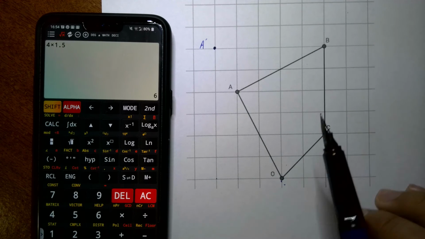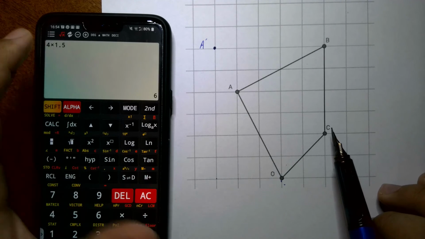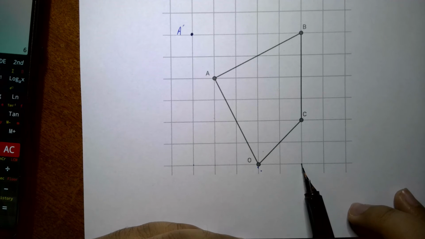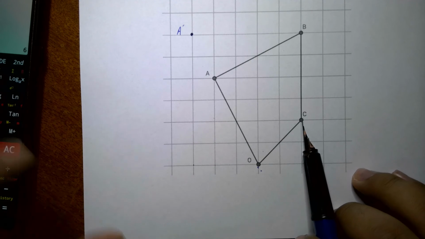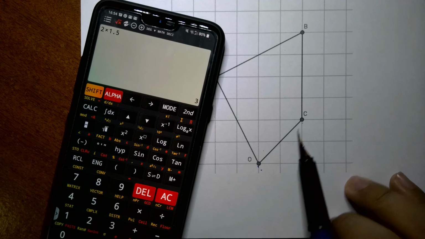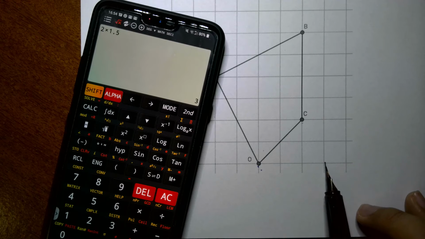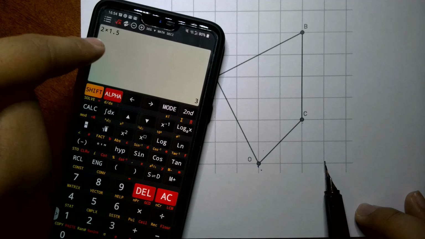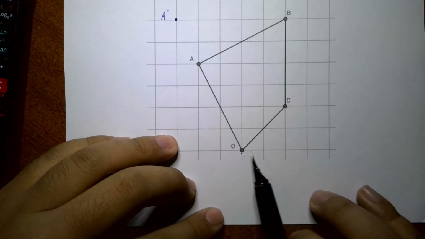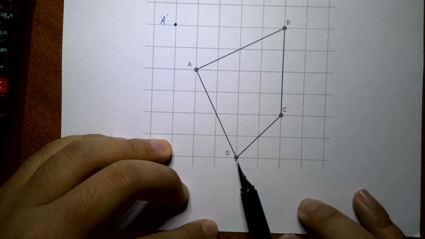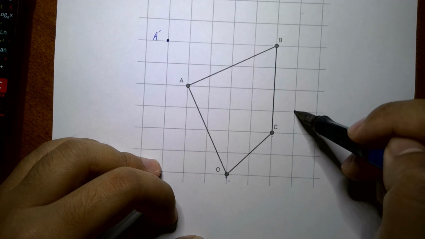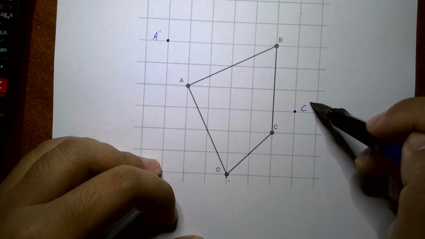Let's take a look at C. Point C is 2 across, 2 up, times 1.5, so 2 times 1.5 is 3 across, and 2 up times 1.5 would be 3 up. So 2 across, 2 up becomes 3 across and 3 up. 1, 2, and 3. This becomes C dash.